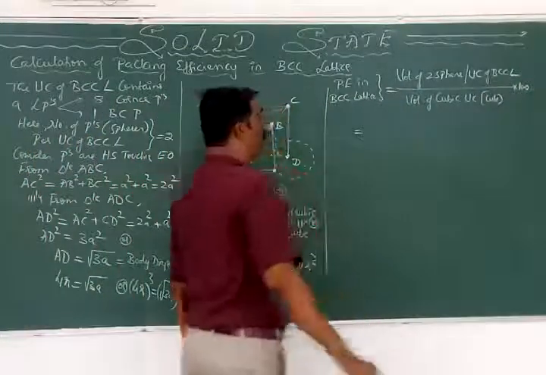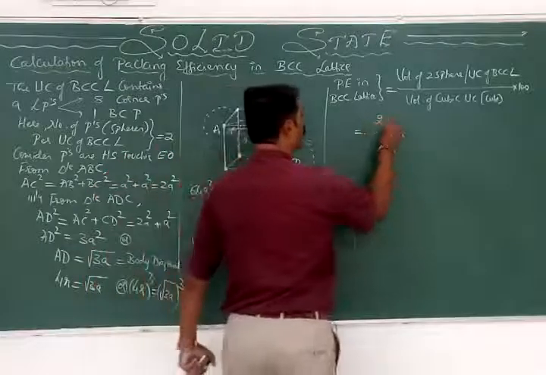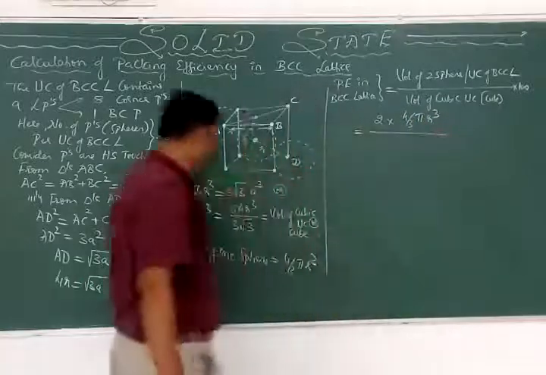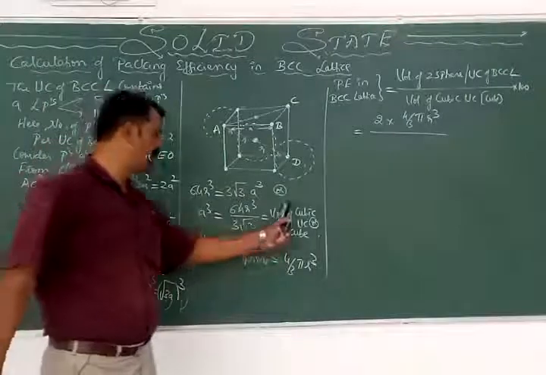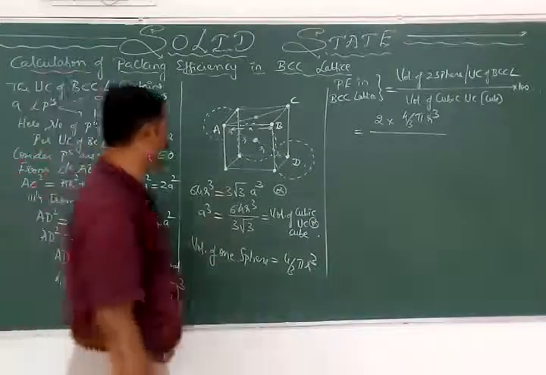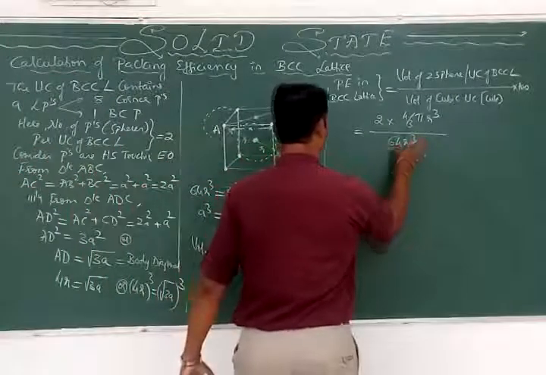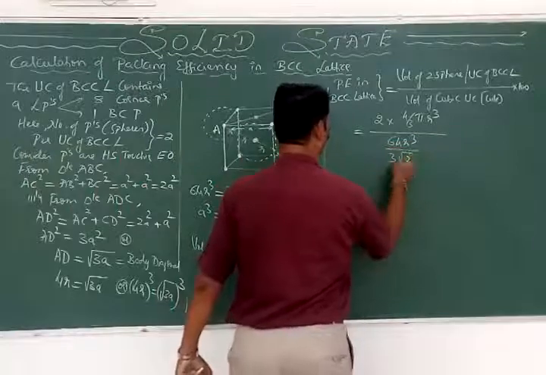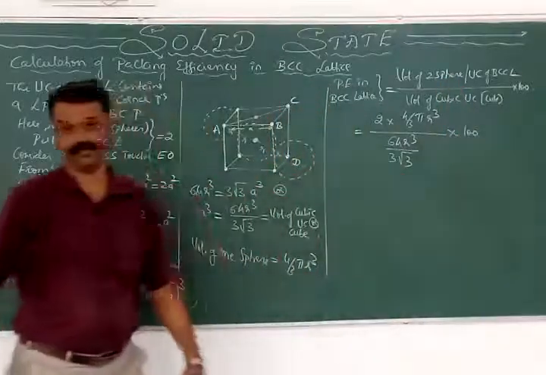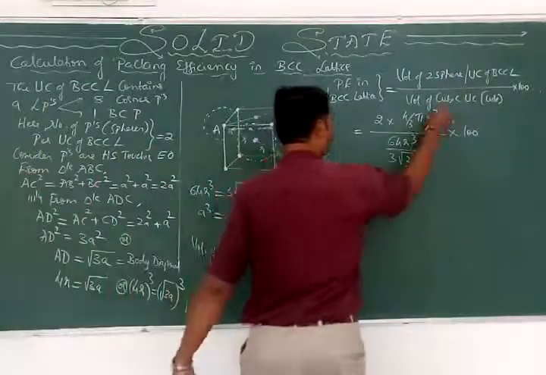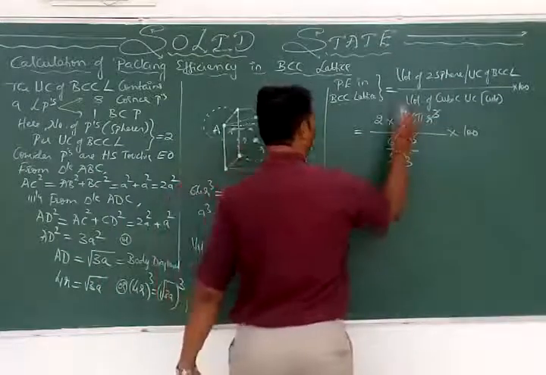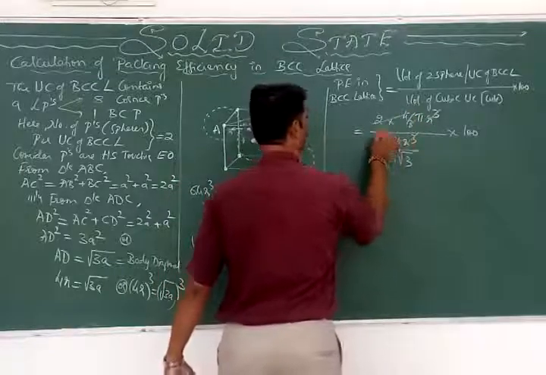That is equal to, what is the volume of two spheres? 2 into, what is the volume of one sphere? 4 by 3 pi r cube. Divided by, what is the volume of the unit cell, or it is also called the cubic unit cell? It is equal to a cube. A cube is what? 64 r cube divided by 3 root 3. That is 64 r cube divided by 3 into what? Root 3. Into, if I need the percentage, I have to multiply that by which one? 100. Okay, so here I can cancel r cube first. 3, 3 I can cancel. 2 4s are 8. 8 8s are 64.